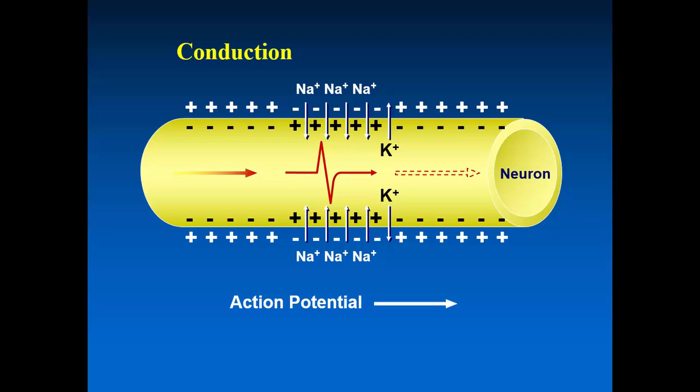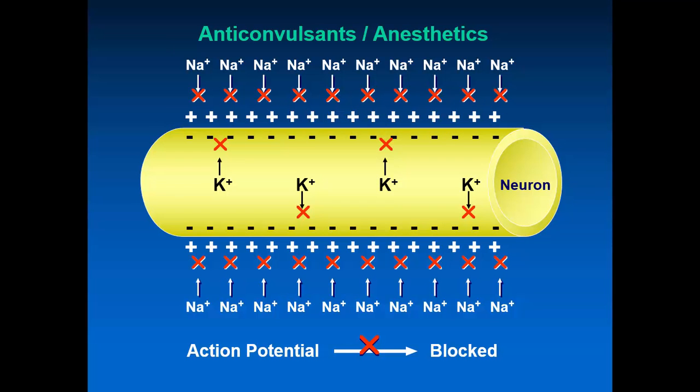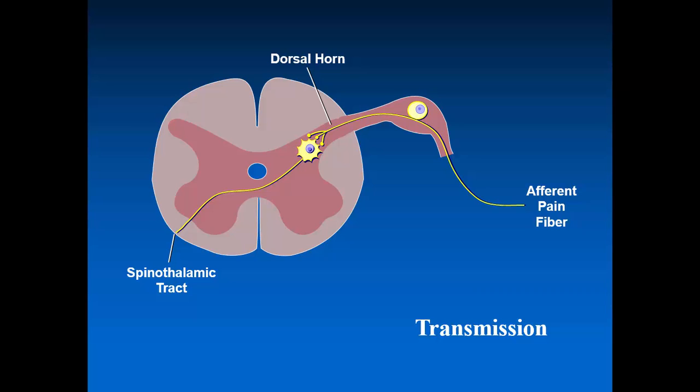The second step is conduction, and the important thing to remember is that once the nerve begins to fire and the sodium and potassium channels open, the action potential is an all or none phenomenon. Sodium enters the cell, potassium moves out of the cell, and it continues down the line almost as if these were dominoes. Anticonvulsants and anesthetics, for example lidocaine, will block these sodium potassium channels, thereby blocking the action potential. Transmission is the next phase, and this occurs in the dorsal horn of the spinal column.